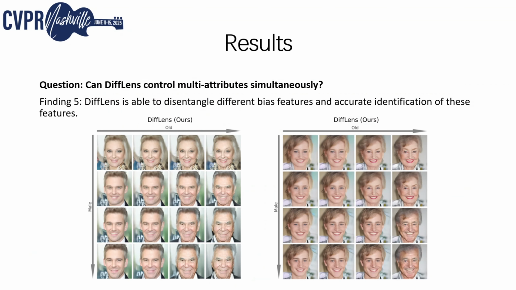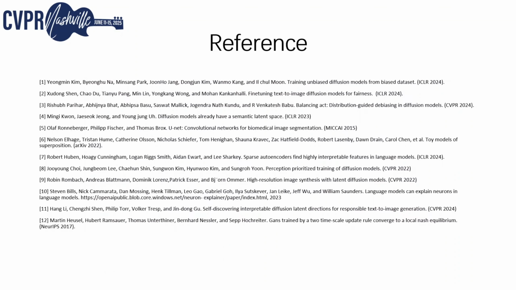Beyond single attributes, DiffLens also allows us to explore how multiple features interact. Here we see examples of controlling attributes like male and old simultaneously. We can isolate and manipulate each attribute independently.